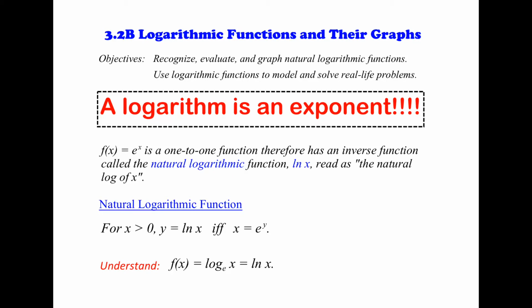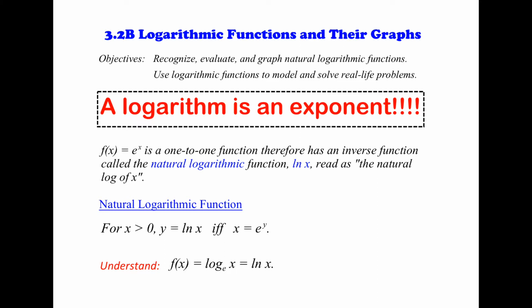Section 3.2b, logarithmic functions and their graphs. We're going to look at natural logarithmic functions. It's a specific type of logarithm with a certain base that we talked about before in terms of the natural base. Don't forget that a logarithm is an exponent, and as we go through really this entire unit, keep reminding yourself a logarithm is an exponent. That'll help out a lot.